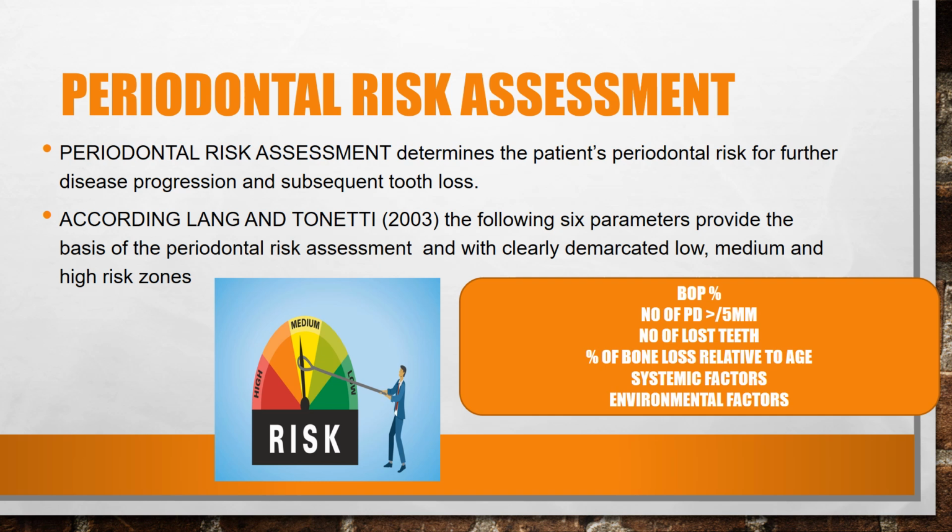This was mainly developed by Lang and Tonetti in 2003, based on 6 parameters. They categorized patients into low, medium, and high risk. Based on the 6 parameters, they developed a hexagonal structure. So what are the 6 parameters? There is bleeding on probing percentage, the number of teeth with pocket depth greater than or equal to 5 mm, the number of lost teeth, the percentage of bone loss related to age, the presence of systemic factors, and the presence of environmental factors. These are the 6 main factors they took into consideration.